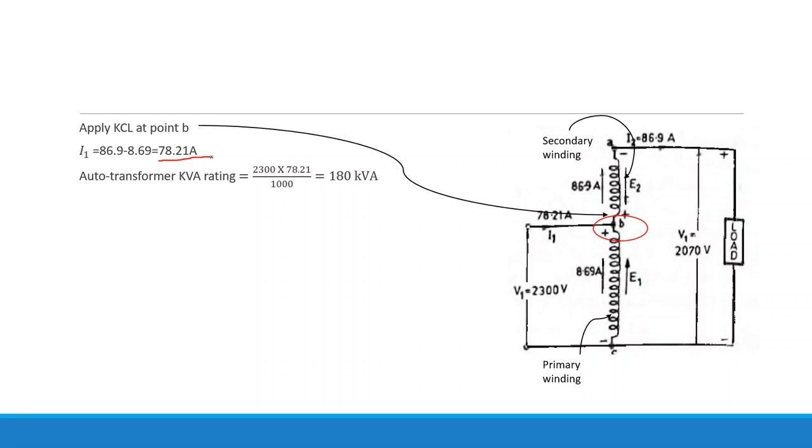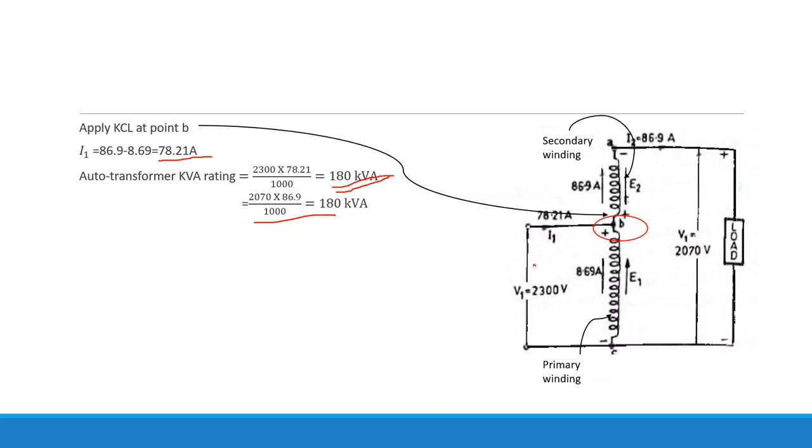Then we can calculate the rating of the transformer in the same way. The voltage multiplied by the current through the load will give you the rating. So how much are you getting? It is 180 kVA. Alternatively you can calculate using this method: 2070 divided by 86.9 in this case, and you can also calculate 2300 multiplied by the input current, which will give you the rating. Remember, you have to use the input current with the input voltage to get the input kVA, and the output voltage with the output current to get the output kVA.